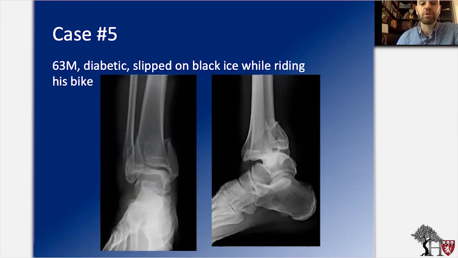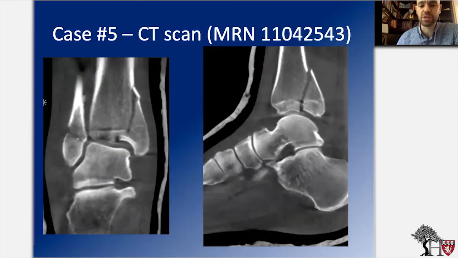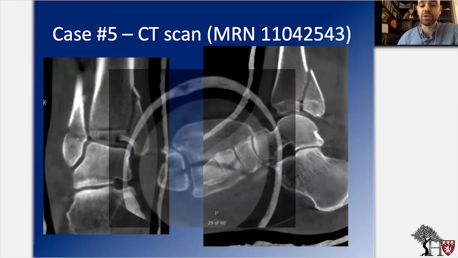This is a 53-year-old male diabetic, slipped on black ice while riding his bike. And so again, first things first is put the joint into place and get a CT scan. As you can see, he has a vertical shear here. He's got a posterior malleolar fracture as well as a fibular fracture. As you start doing more of these complex ankle fractures, the important part is study the axial. And this is what I'll give you.